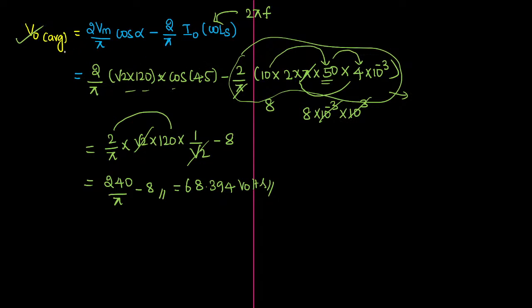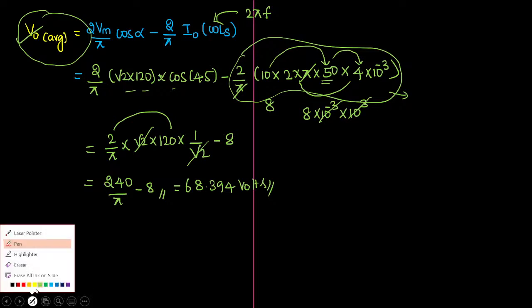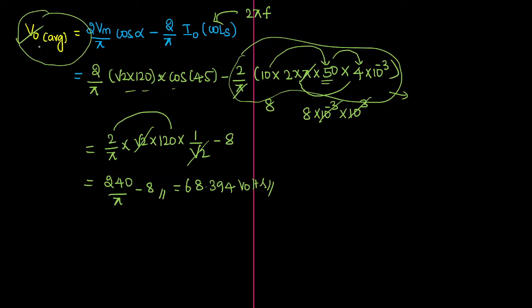Because see there, now I will tell you one more logic. If you observe, I can write like this V naught average can be written as, just let's make some points here, it will be helpful for you. What we can do is, see, this is V naught average with the source inductance, so I can write V naught average with the source inductance.